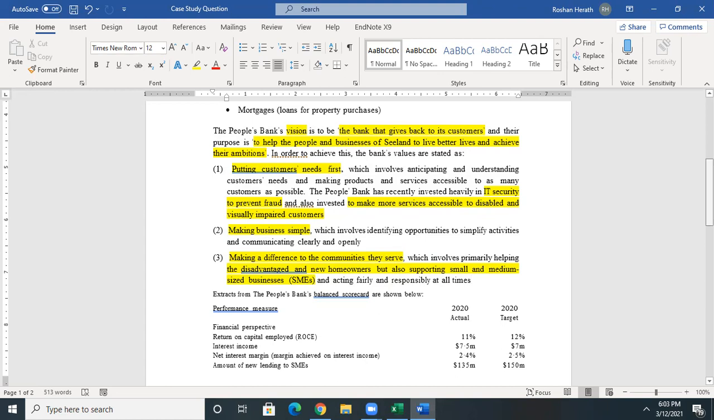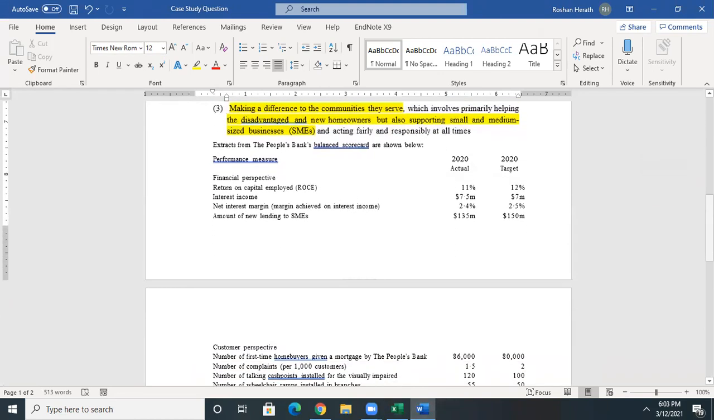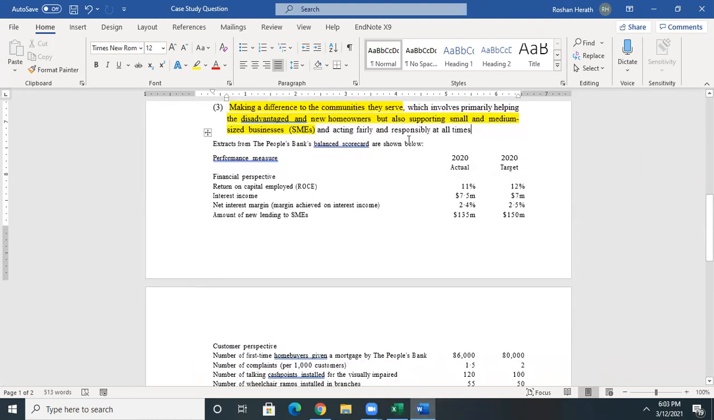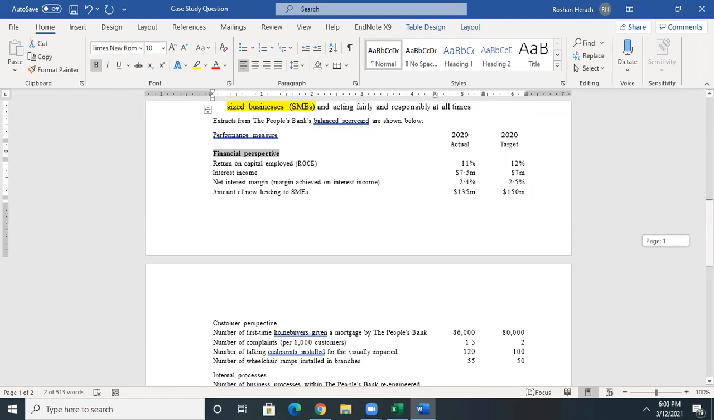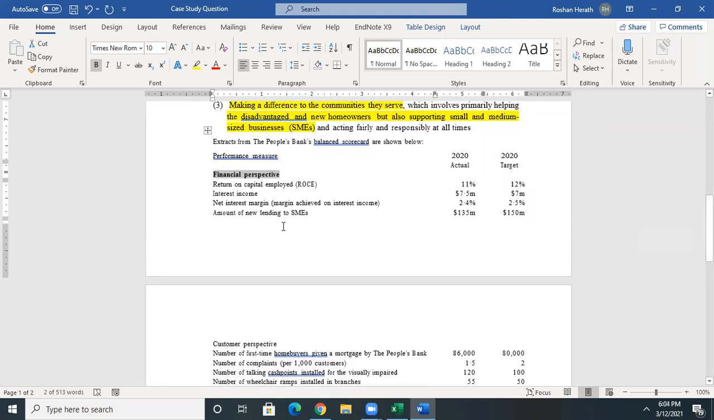Right? Then you are given the extracts from the People's Bank Balance Scorecard. So if you look at this balance scorecard, you can see the targets and the actual. Starting from the financial perspective, this is one of the dominant perspectives. The 4 perspectives, the financial perspectives. Under that, you can see certain performance indicators are there.